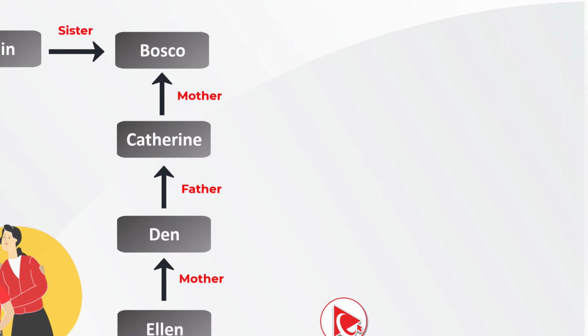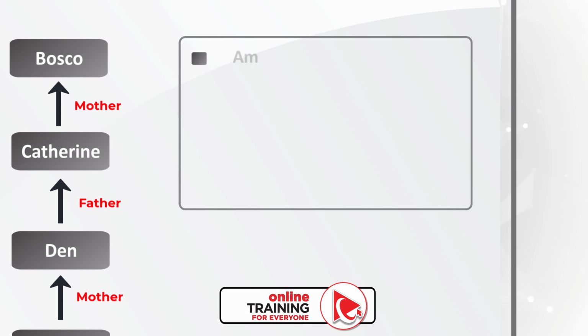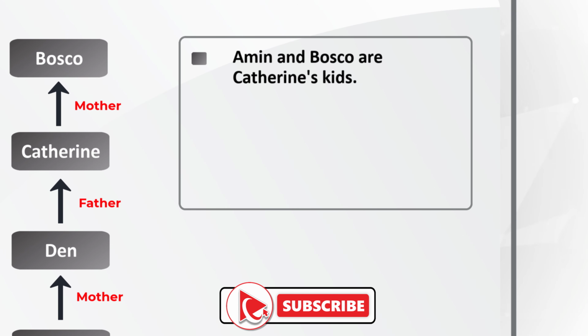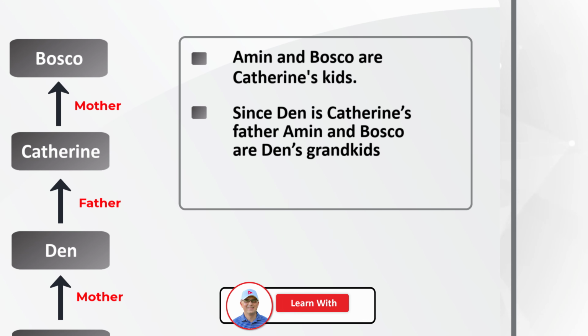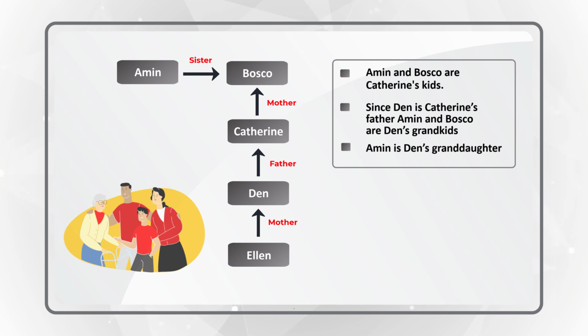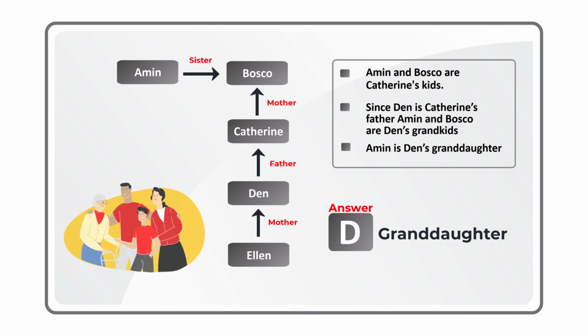Now let's look at the conclusions we can draw from this diagram. Amin and Bhaska are Catherine's children. Since Dan is Catherine's father, Amin and Bhaska are Dan's grandkids, which means that Amin is Dan's granddaughter. So the correct choice here is choice D, granddaughter. Hopefully you've nailed this question and now know how to diagram and solve similar problems on the test.